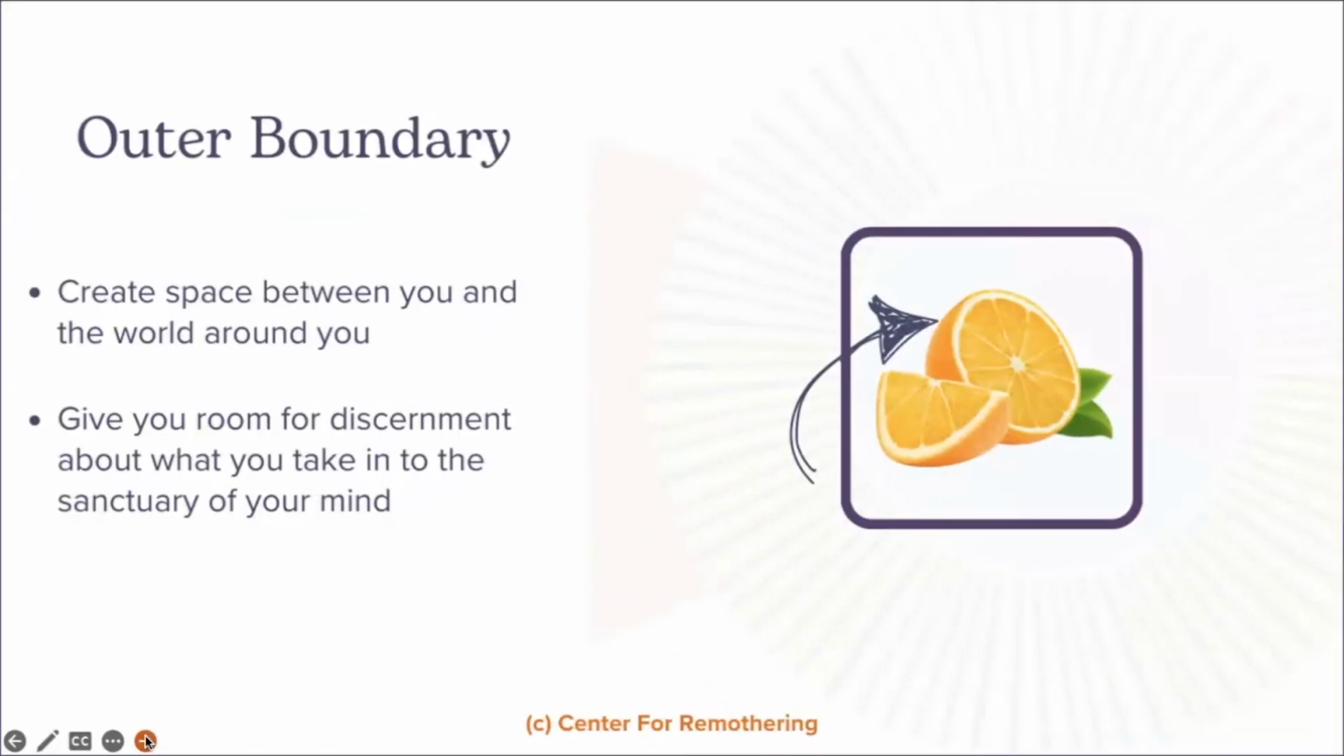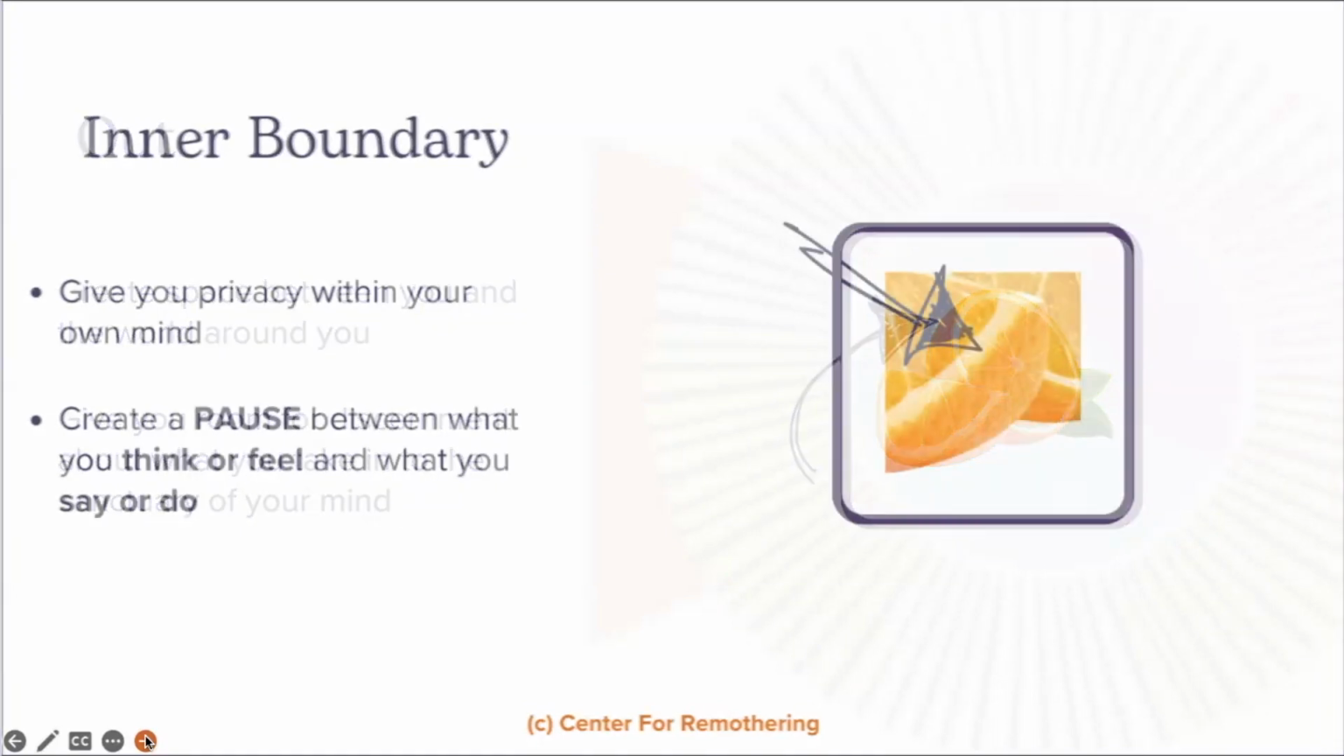Your outer boundaries are an outside layer that creates space between you and the world around you. They give you room for discernment about what you take in to the sanctuary of your mind. Your inner boundaries are an inside layer. They give you privacy and create a pause between what you think or feel and what you say or do.